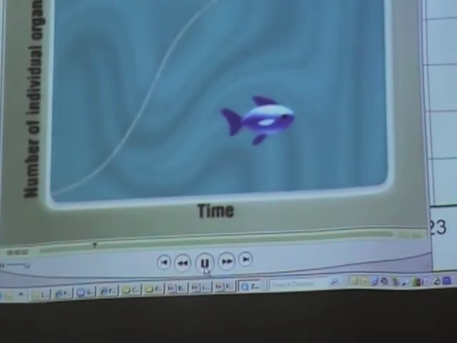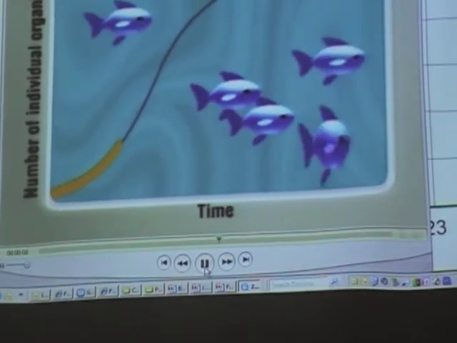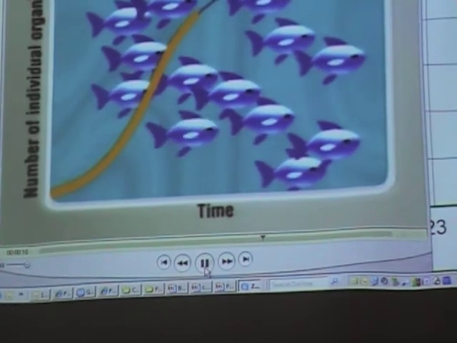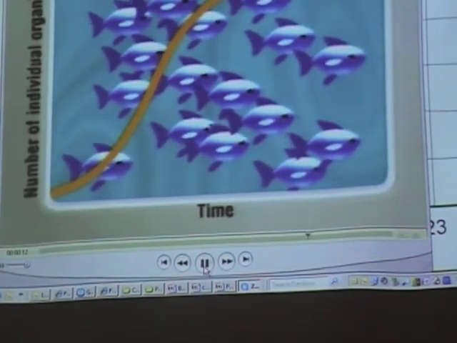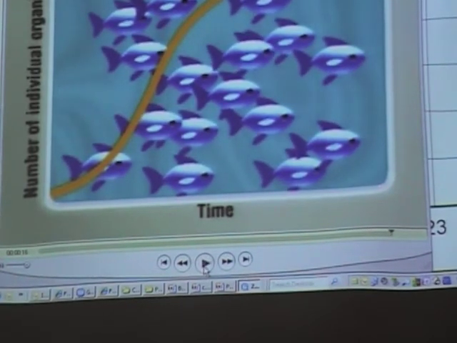Populations may follow an S-shaped curve. There is an initial slow growth phase, a period of exponential growth, and a plateau where the number of organisms the environment can support is reached. Now, take a look at this.